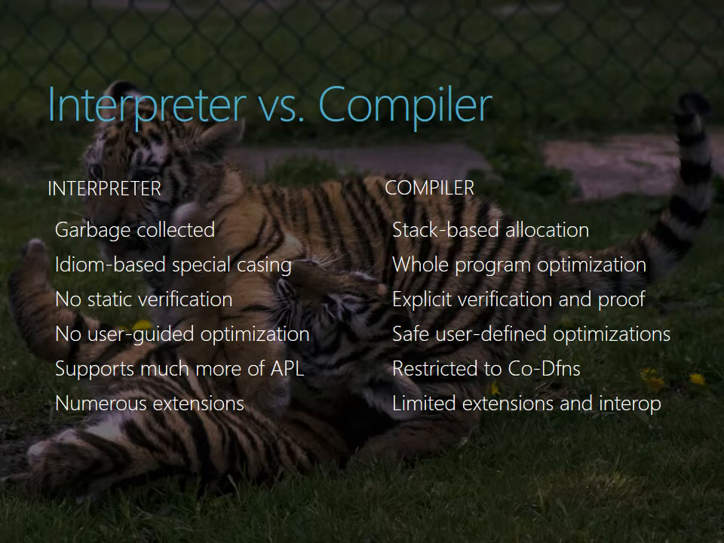So to compare a little bit about the interpreter and the compiler and what the differences of the system are going to be, the interpreter is garbage collected. Whereas with the Co-Dfns compiler, part of trying to make sure that we have predictable behavior is being able to predict the kind of memory allocations that we're going to get, and how and when those are going to happen. So we're using a stack-based allocation scheme instead of garbage collection to do this. And instead of idiom-based special casing, which we probably will have at some point, we're focusing more on whole program style analysis or interesting general localized reasoning.